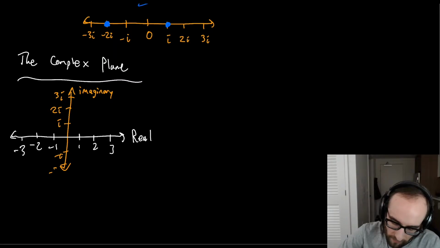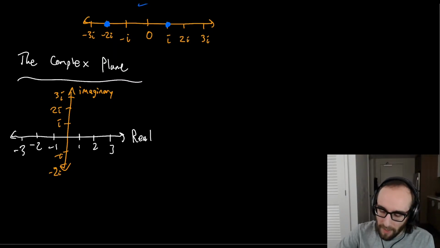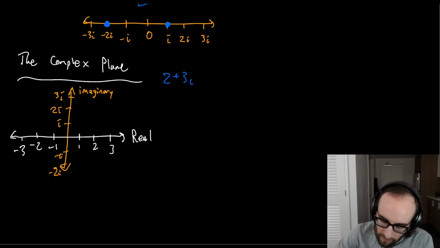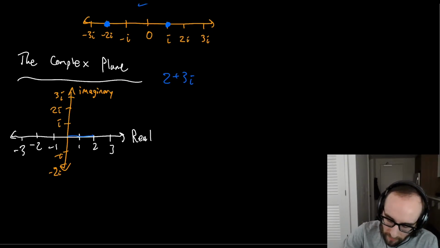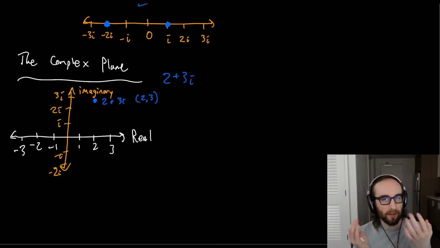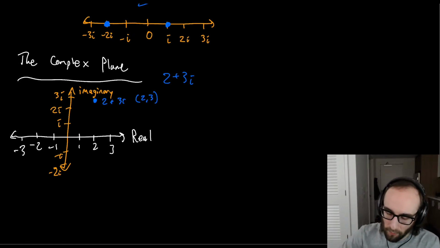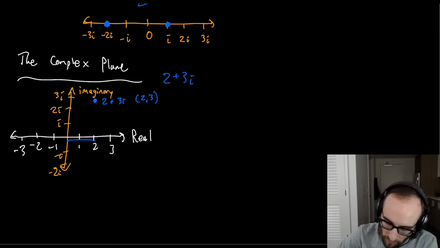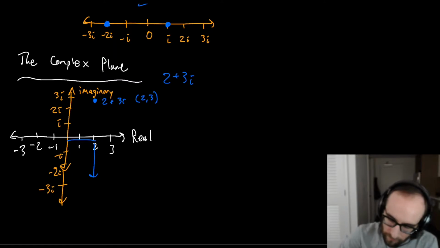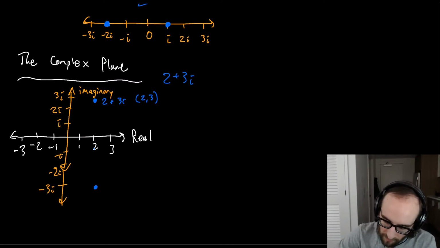So for example, if we have the number 2 plus 3i, that would go 2 to the right, up 3. So we would be at 2, 3 on the graph. 2 plus 3i. 2, 3. If x is the real part, y is the imaginary part, or coefficient. 2 minus 3i would be 2 to the right, down 3, extending my line a little bit, -3i. Down here we have 2 minus 3i.